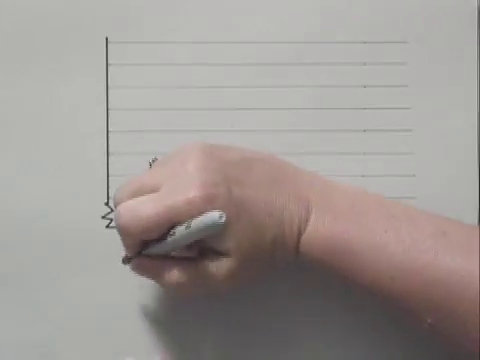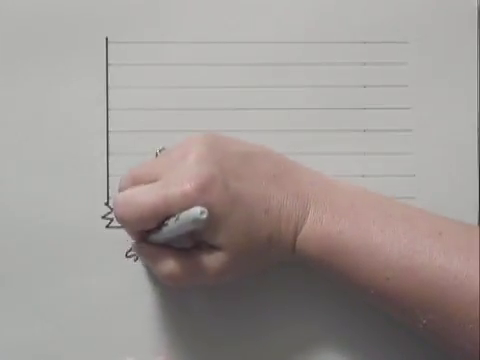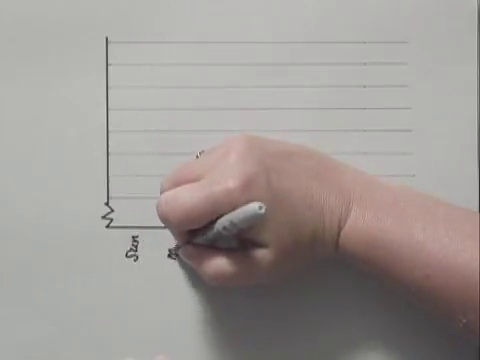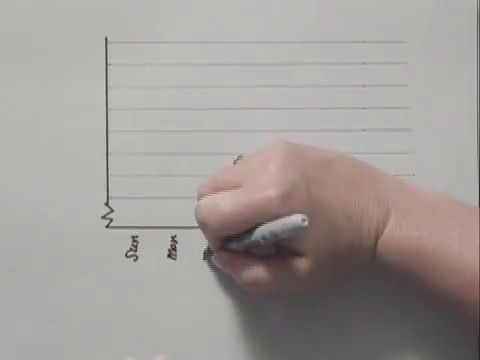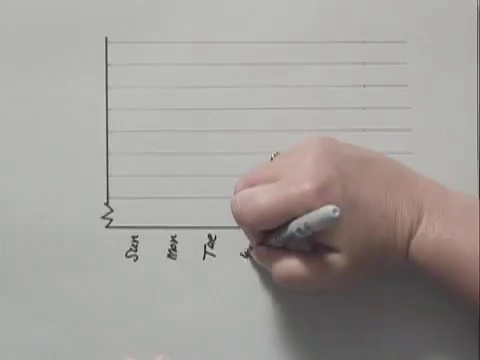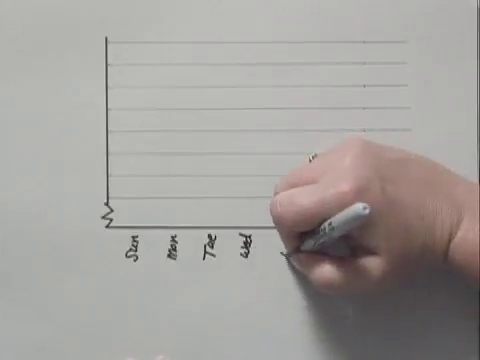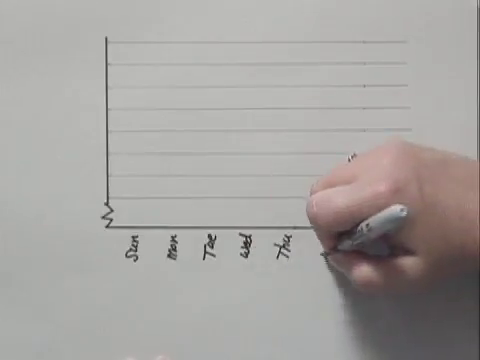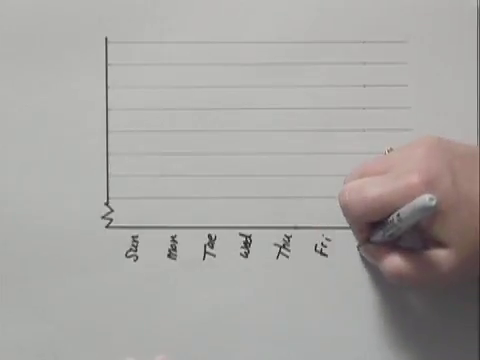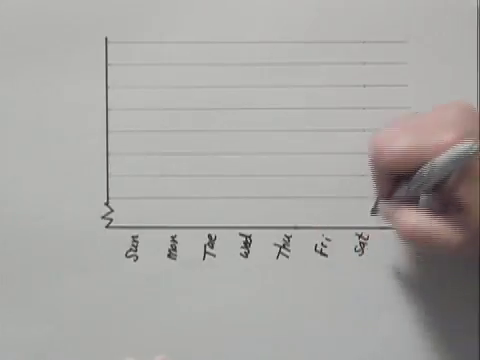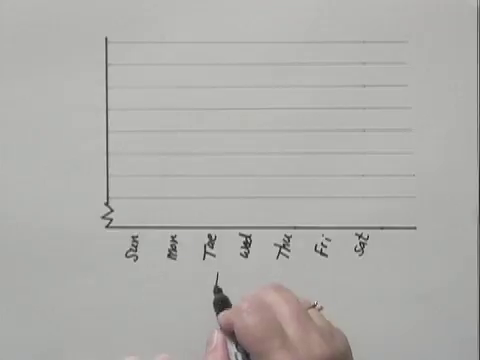We have, I'll abbreviate them, Sunday, Monday, Tuesday, Wednesday, Thursday, Friday, and Saturday. And we can label this day.